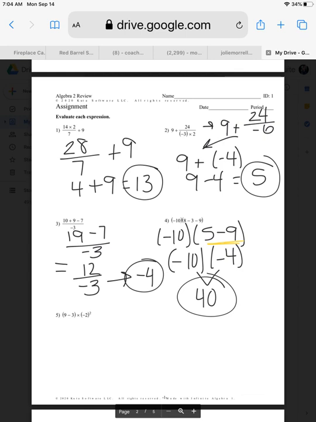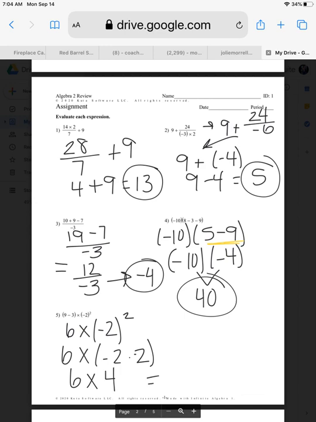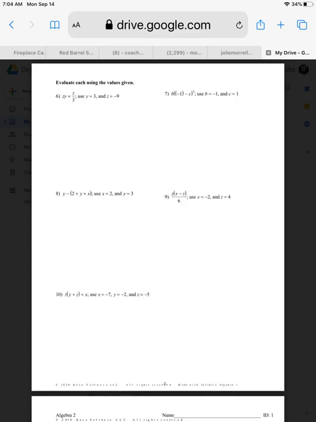On to the last one. What we can do is our exponents first. 9 minus 3 is 6 times negative 2 squared. What negative 2 squared looks like is this. Negative 2 times negative 2. 6 times negative 2 times negative 2 is positive 4. So our answer is 24. Okay? On to the next page.